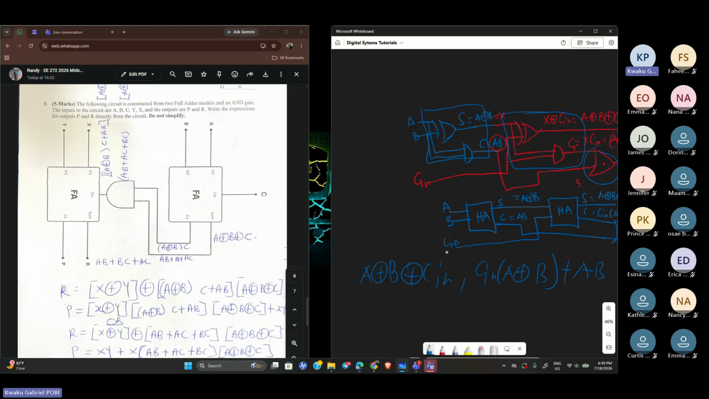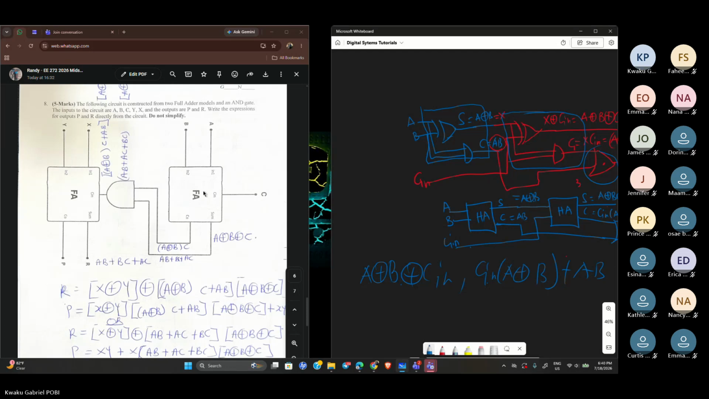So in the same way, in this question, these two inputs, and then you have a C here. If you have your sum, it will be A XOR B XOR C. And then your carry out, which is here, will be A XOR B times C, plus AB.